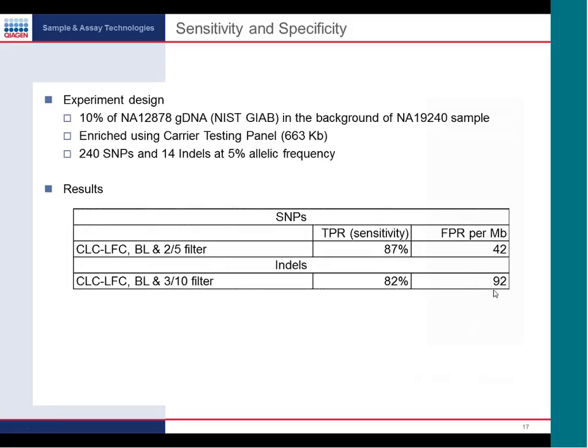And you have to remember that here we are talking about the ability to detect 5% mutation frequency. As you go toward higher mutation frequency, the sensitivity will improve and the false positive rate will decrease further. And with the 5% mutation frequency, these sensitivity and false positive rates are pretty good in any kind of comparison.